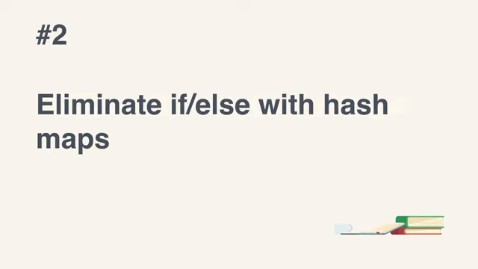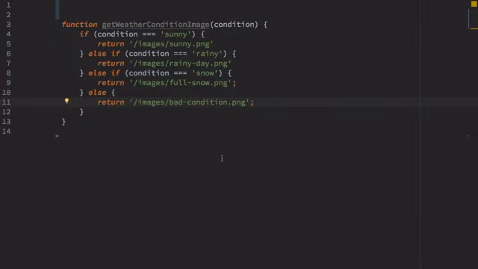Number 2 is about eliminating if-else conditions with hash maps. Now imagine you had a function like this where you're returning the image to show for a weather condition. An if-else block naturally makes sense, but this can be simplified even more. If you notice, what we're really doing is looking at the condition value and giving back a string. Let's move all of this into a hash map.